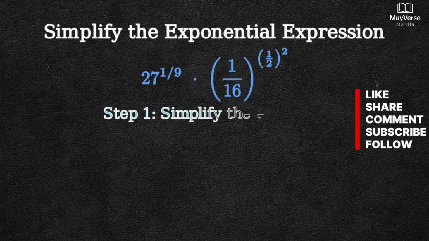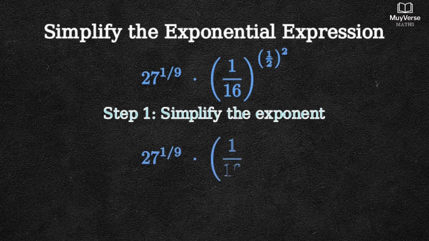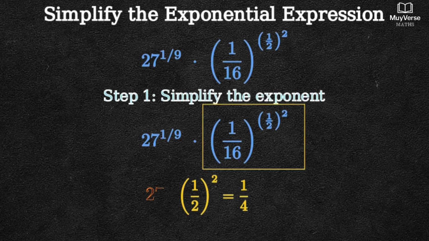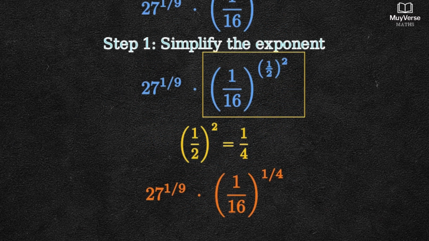Step 1. Simplify the exponent in the second term. We square 1/2. 1/2 times 1/2 equals 1/4. So the expression becomes 27 to the 1/9 power times (1 over 16) to the 1/4.